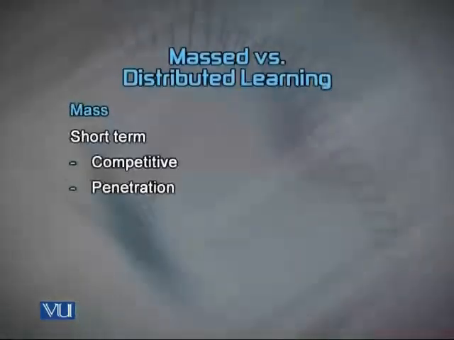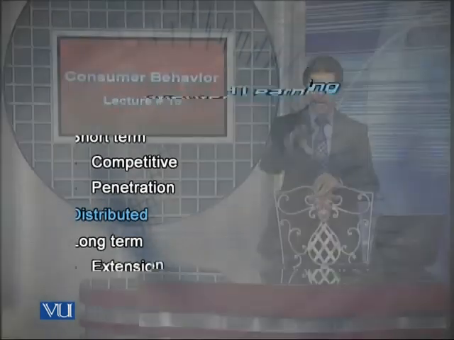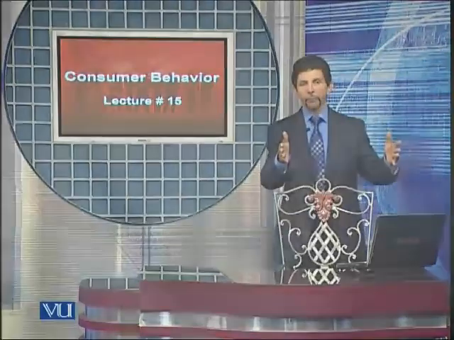Now, in case of mass learning, it is considered to be the one which we normally use for creating penetration in the market. But distributed learning, which is spread over a period of time, is normally associated with the long-term learning process and is considered to be stronger in terms of the concept of extinction. Small, short, mass impact will last for a short time and then the impact will finish off.